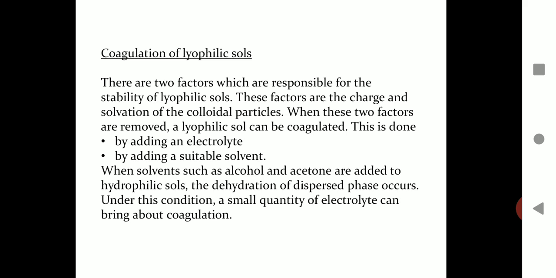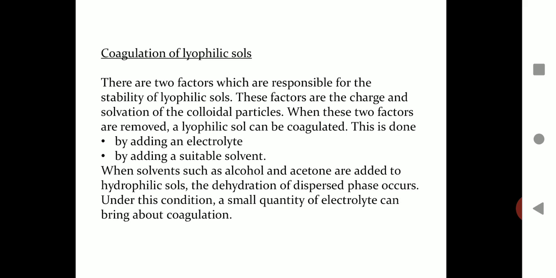As compared to lyophobic sols, lyophilic sols are more stable, and the stability of lyophilic sols is due to 2 factors. One of them being that they are charged particles, and secondly, and the more important factor being that they are heavily solvated or extensively solvated, which means that the solvent molecules, that is the molecules of the dispersion medium, form a protective sheath, a protective layer around the colloidal particles of the lyophilic sol, and this prevents them from aggregating, and that is responsible for the stability of these lyophilic sols.